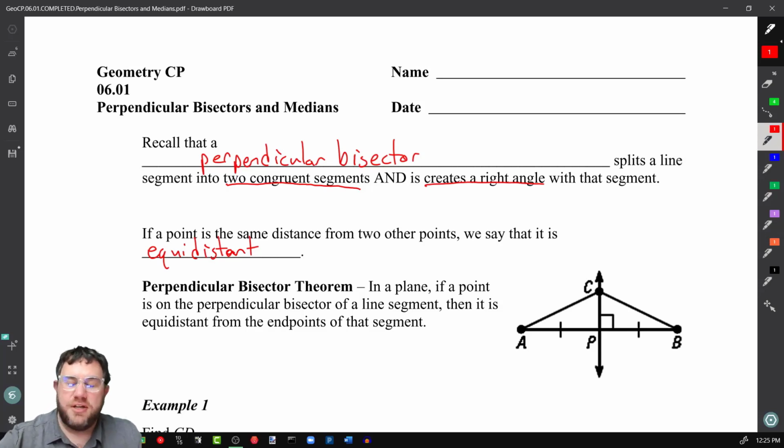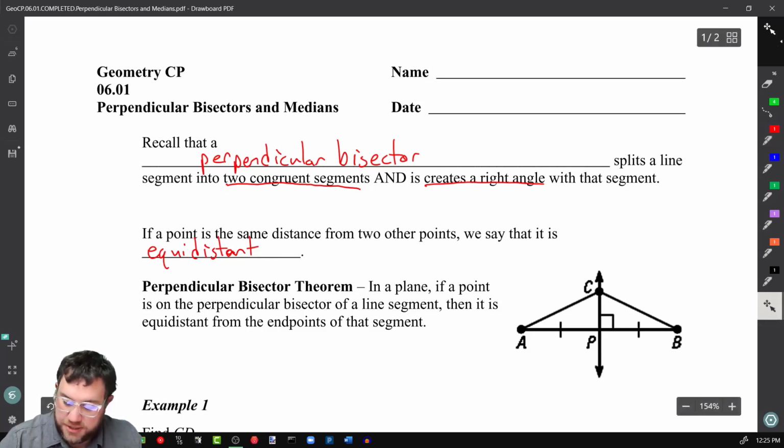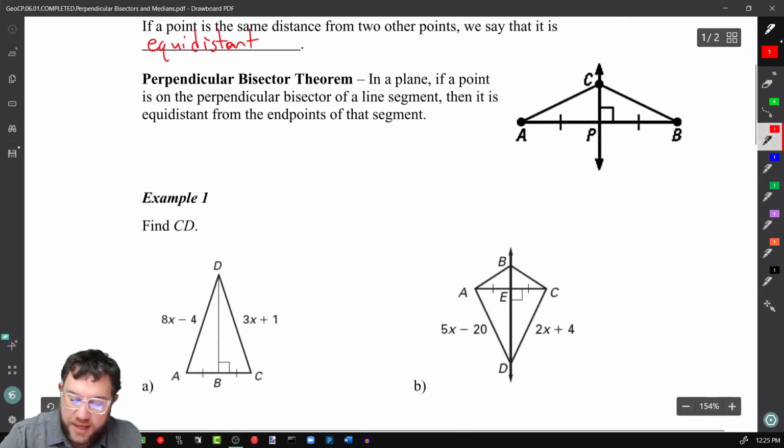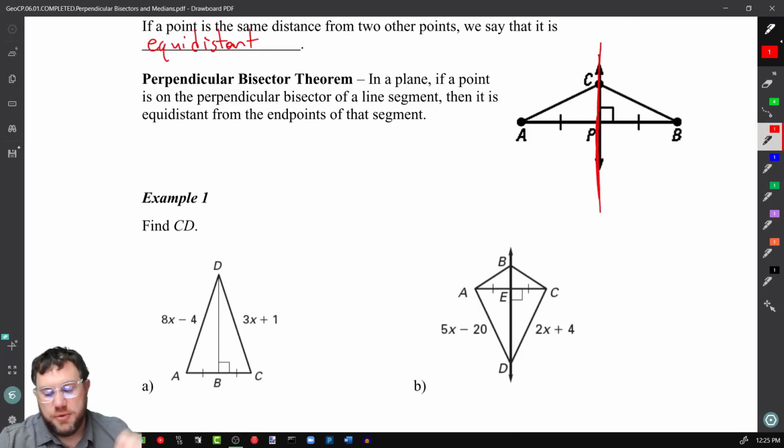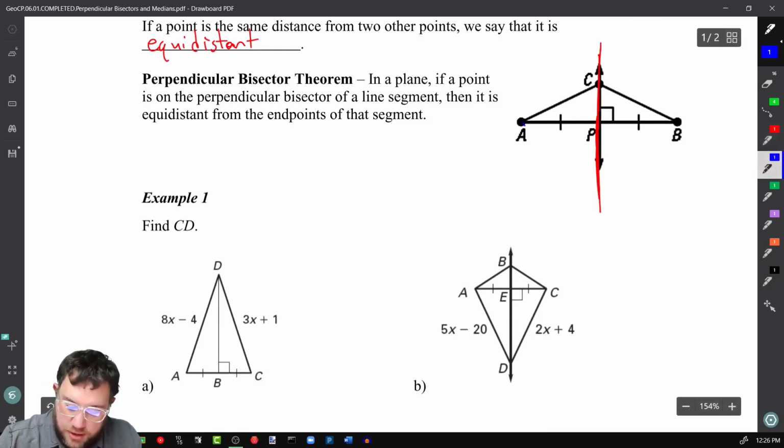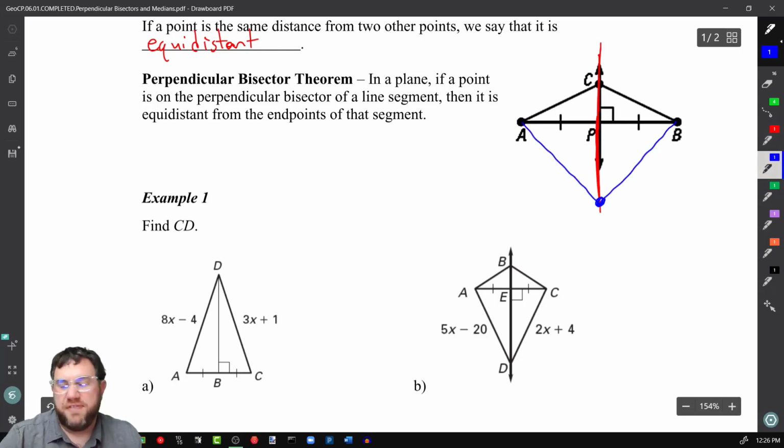Now the perpendicular bisector theorem tells us that in a plane, which just means we're on a flat surface, if a point is on the perpendicular bisector, then it is equidistant from the endpoints of that segment. So looking at this picture here, what that means is any point on that line, CP, is going to be equidistant from A and B. So I could draw an infinite number of triangles here, or an infinite number of line segments, and those two are going to be congruent.